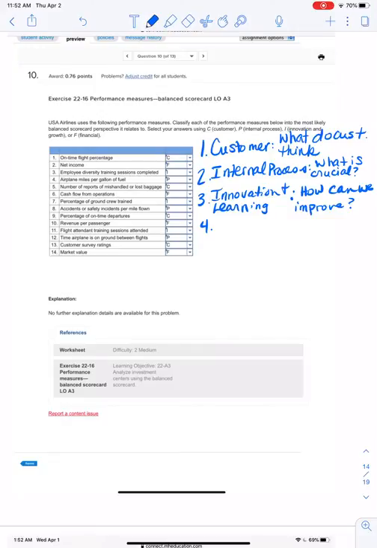And finally, the last one here is financial. Right? If we're going to evaluate you in a business, we do have to look at the numbers. So this says, what do our owners think? So are our owners happy? And you think, well, who owns the company? Well, the answer really is whoever owns the shares. So if you own shares in the company, you own that company.